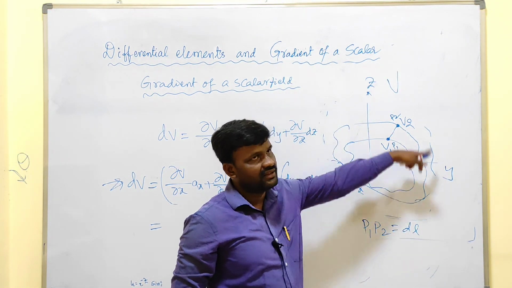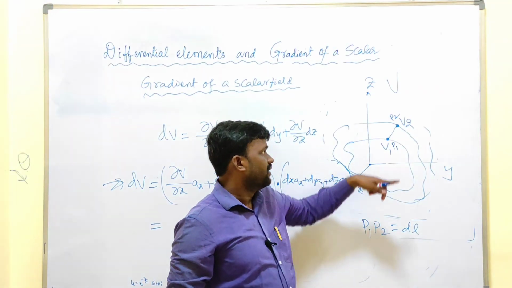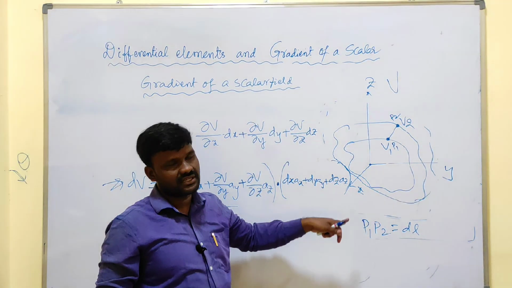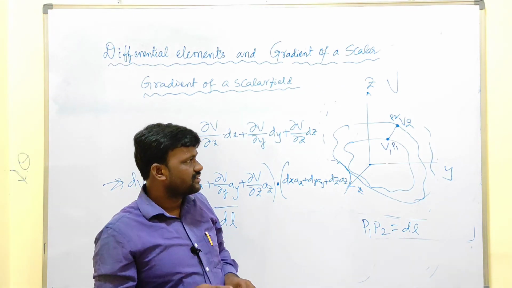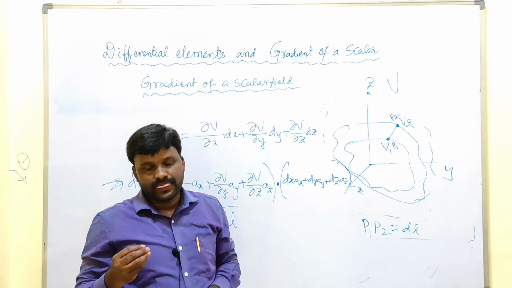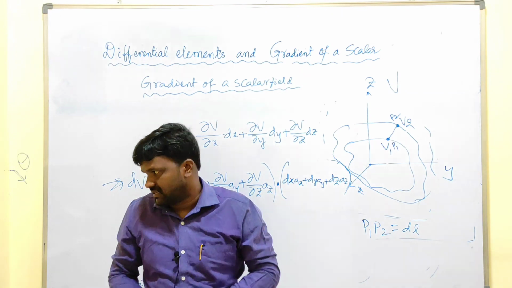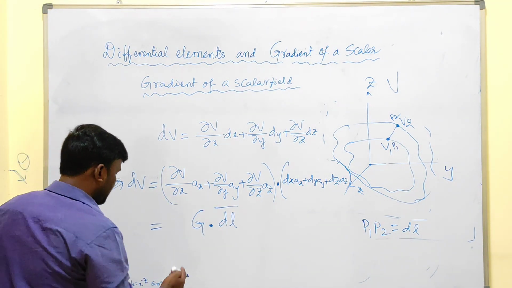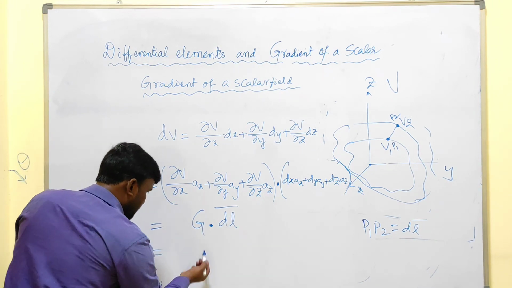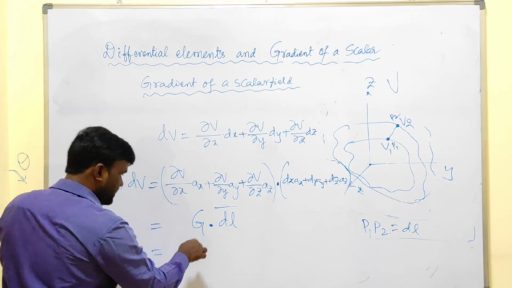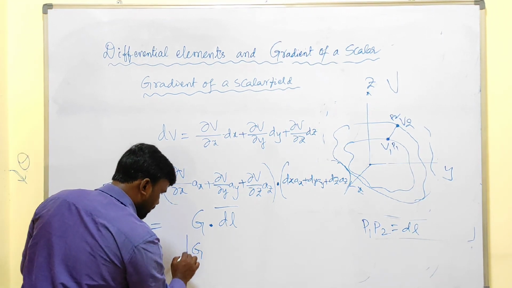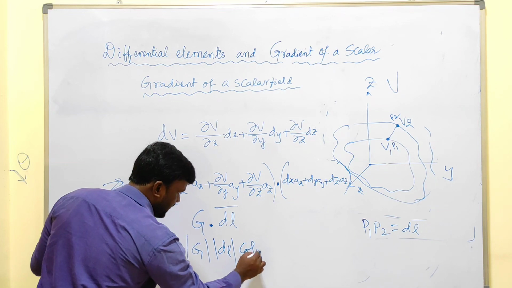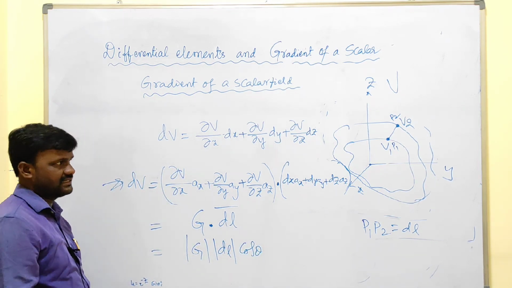If I consider another one, that is also V. This type of surfaces are called equipotential surfaces, or else we can call them level surfaces. Now I am writing this like this. It is a dot product. We know that for the dot product we can write this as G, where G means the magnitude, that is mod G into mod dl into cos theta. As it is a dot product, we can write like this.